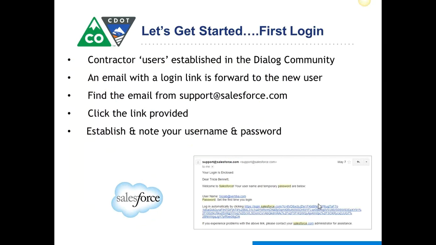But before we start managing cases, let's first get started with some basics like logging in. You may have already been established in the Dialog community as a contractor. Once you're established there, you'll identify a couple of people within your organization who will end up being Dialog users. When we create those people and add them into the Dialog system, you will be established as a user. Once we have established you as a user, an email with a login link will be forwarded to your email address, and you will be prompted to log in with this big long link.